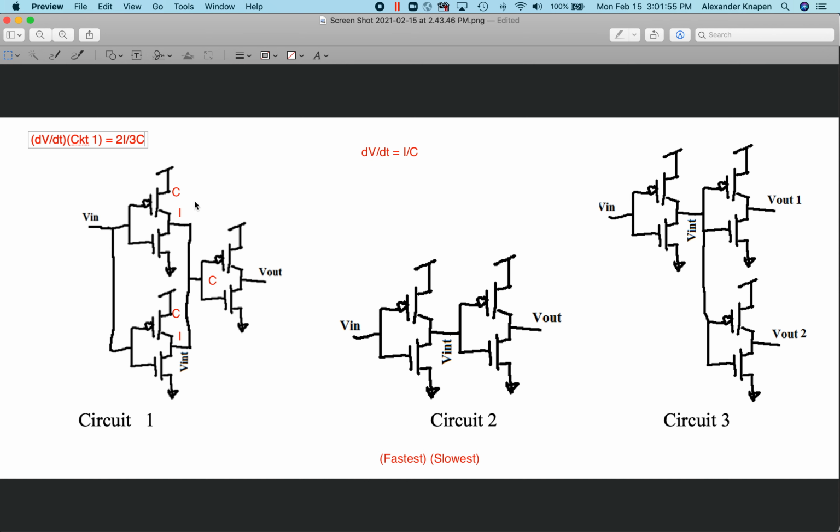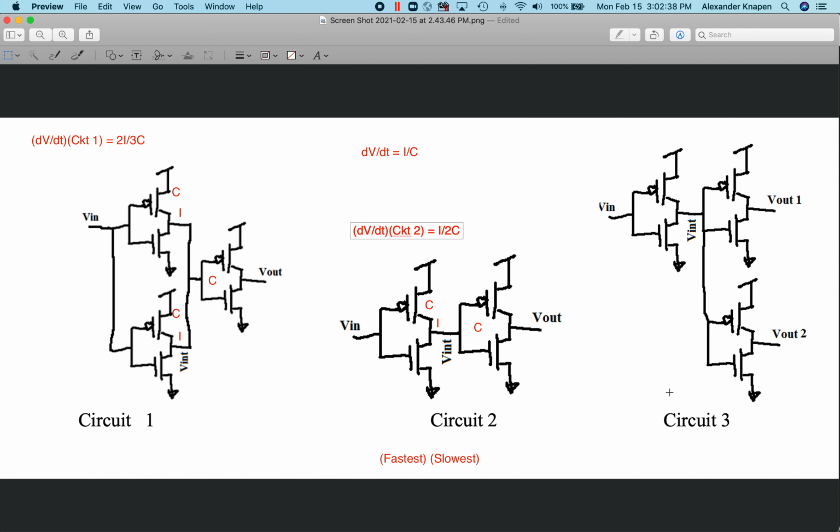Now let's apply a similar approach to this circuit 2. We can see that the first inverter is driving a current of I into V int. So let's go ahead and mark that down. And then we can also see that this inverter has an output capacitance C, and that the second inverter has an input capacitance of C. So now we've sort of totaled up all of our important variables. We can develop our expression now, that dV/dt for circuit 2 is the total amount of current going into the node, which is I, over the total capacitance at the node, which is 2C.